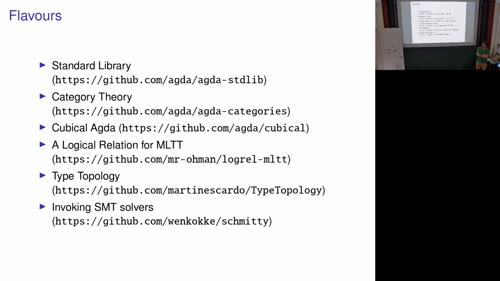There's a category theory library developed by Jacques Carrette. I don't know if it's here. He's one of the organizers of the. Not yet. Coming in June. Okay. So you can talk to him.